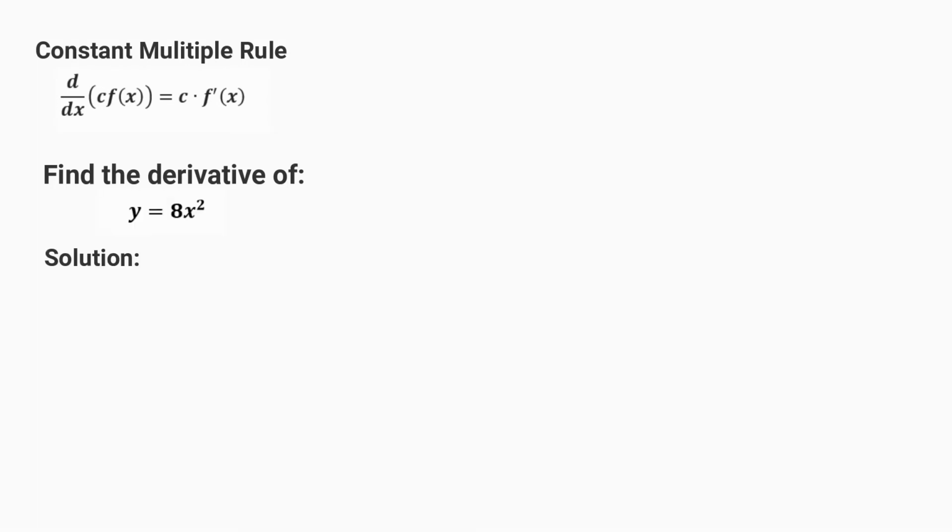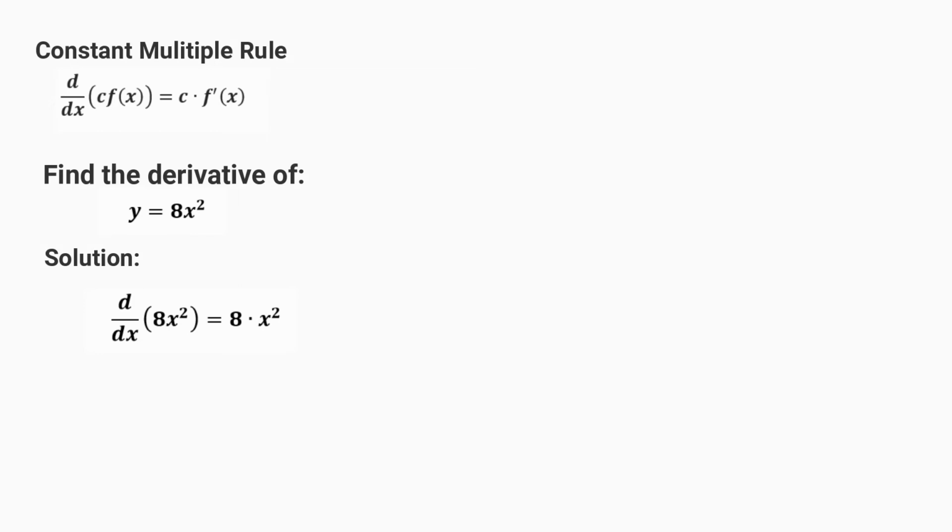Let me give you an example. Let's recall the constant multiple rule. The derivative of a constant times the function of x is equal to the constant times the derivative of the function. All we need to do is to find the derivative of the function and multiply it to the constant. Let's say we want to differentiate 8x squared. Now the constant is 8 and the function of x is x squared.